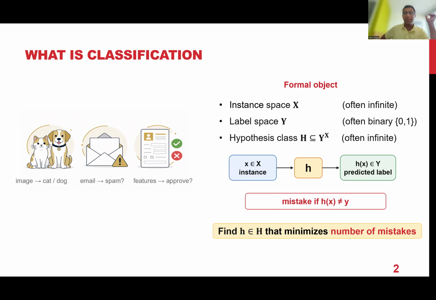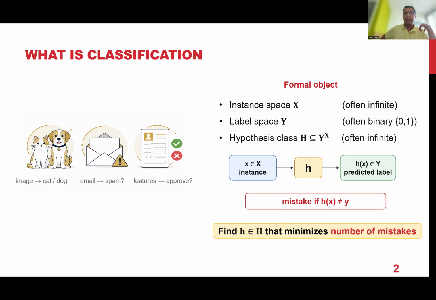So a mistake is when h of x, your prediction, is not the same as the true label. At a high level, the objective is to find the hypothesis h that minimizes the number of mistakes. We'll formalize this even further on the next slide, but that's the classic classification problem.